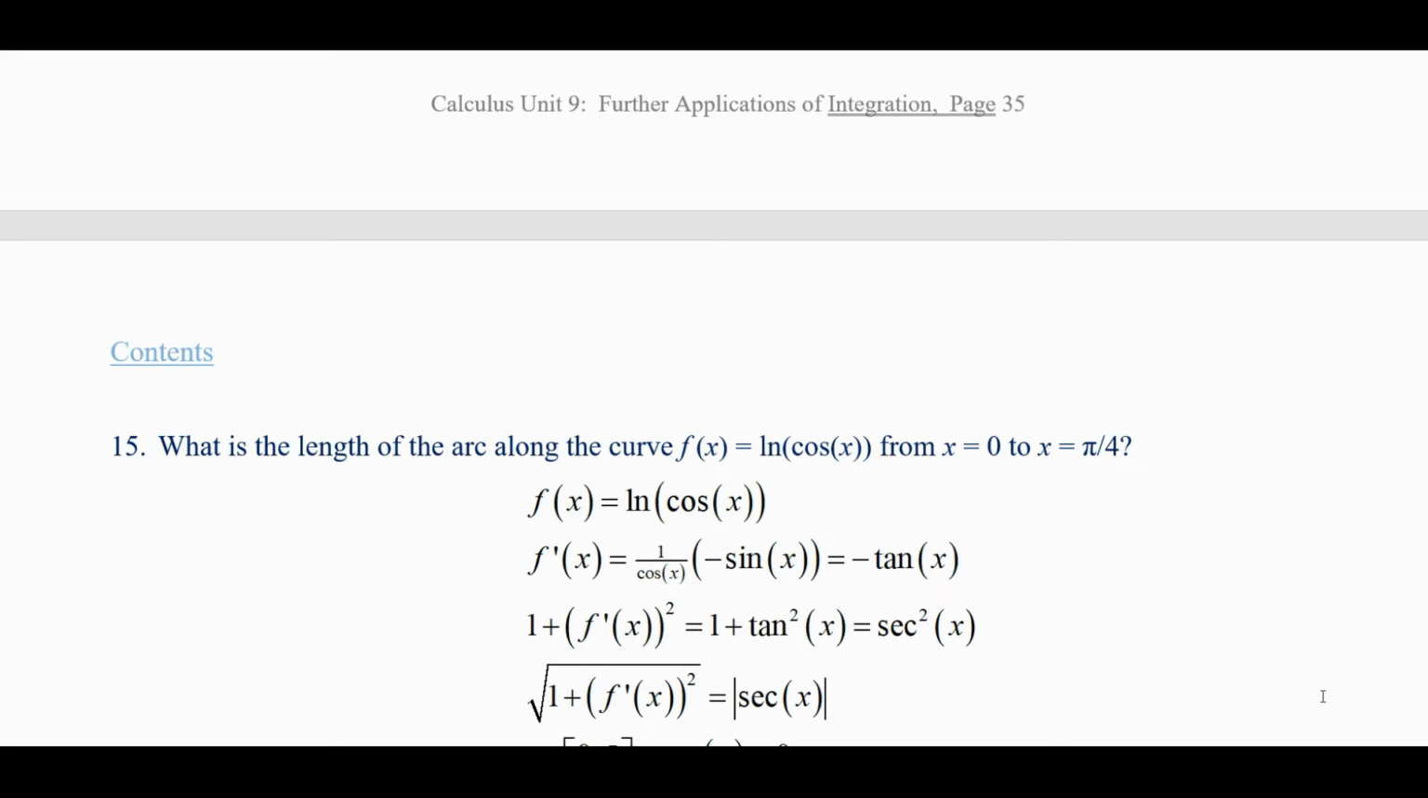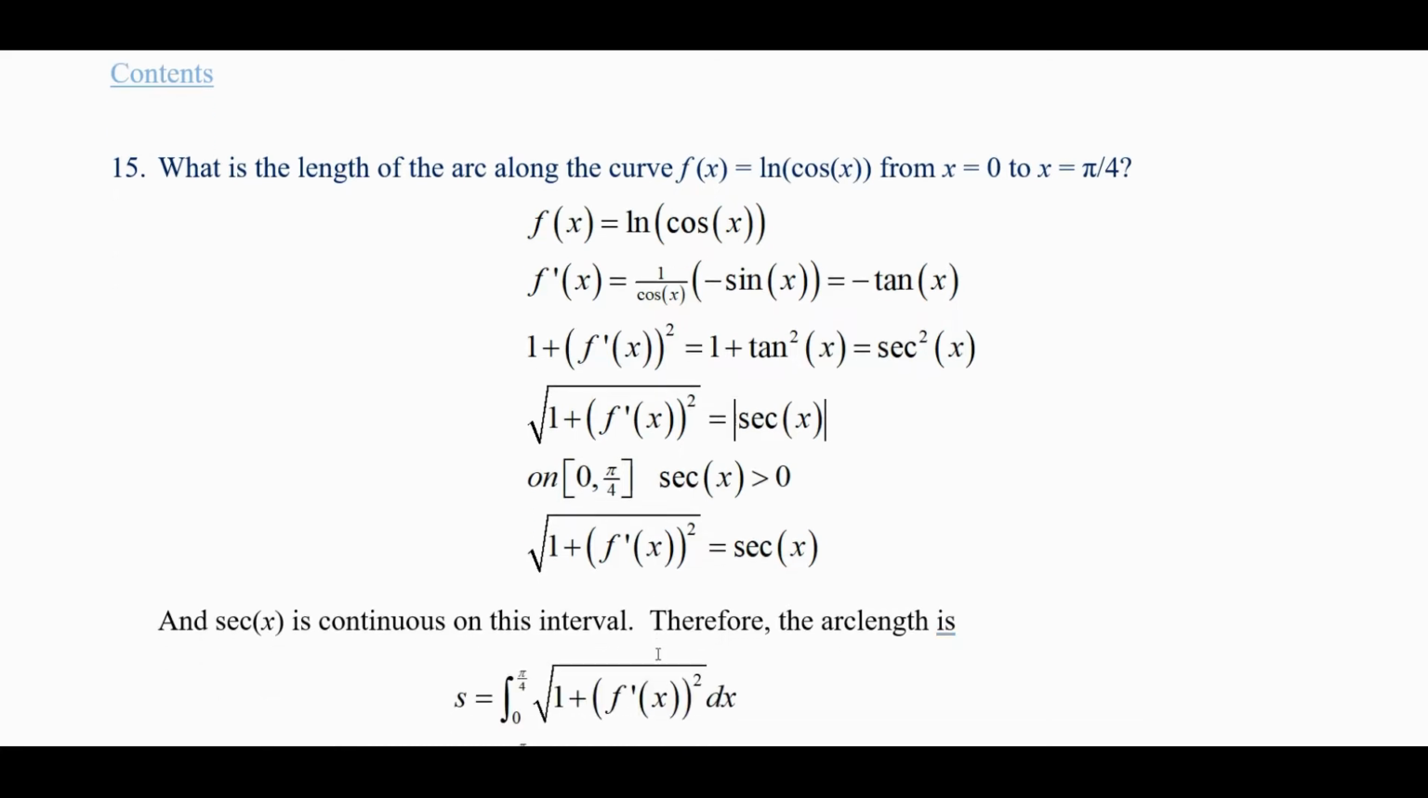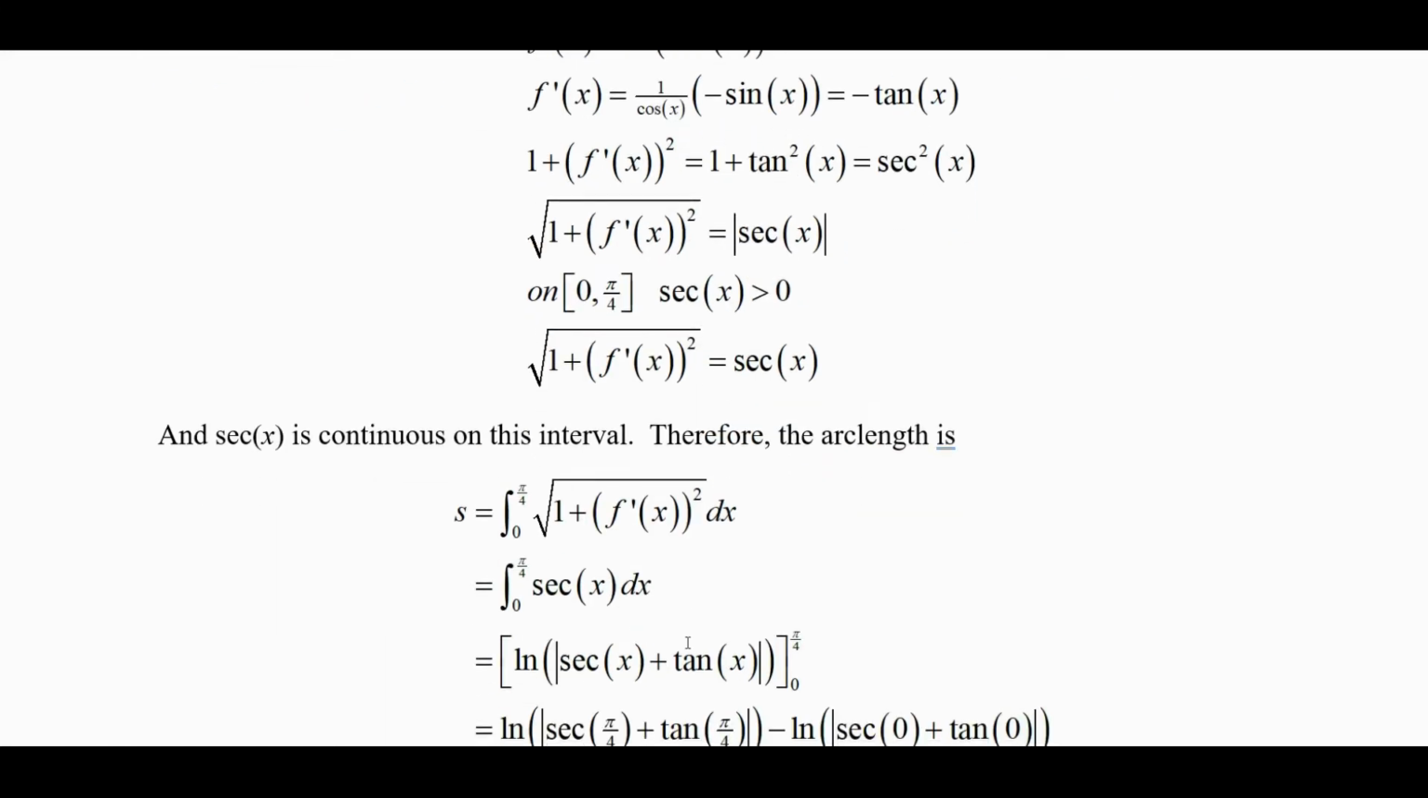Now, on the interval from 0 to pi over 4, secant of x is positive, so we can drop the absolute value. And furthermore, secant of x is continuous on that interval, so we're going to be able to use the fundamental theorem of calculus to work this out. So the arc length is, in general, the integral from lower x to upper x of the square root of 1 plus f prime of x squared. So we decided that this whole integrand is just secant of x. So we're just integrating secant of x from 0 to pi over 4.